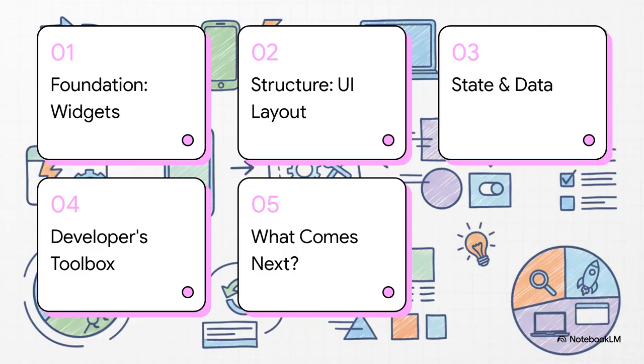So here's a quick look at our roadmap today. We're going to start with the absolute foundation, which is all about widgets. Then we'll figure out how to arrange them into a proper UI. After that, we'll make our apps smart with something called state. Then we'll check out the developer's toolbox. And finally, we'll see what it takes to bring it all home.